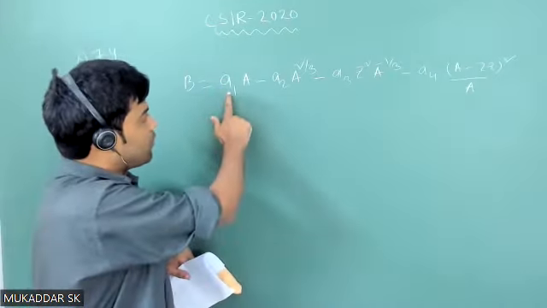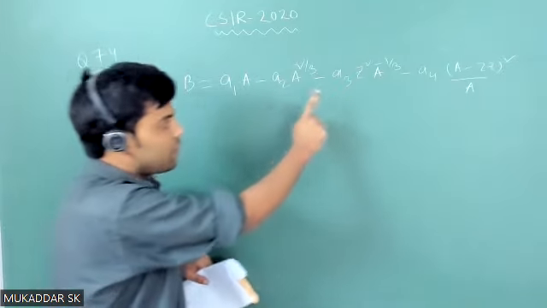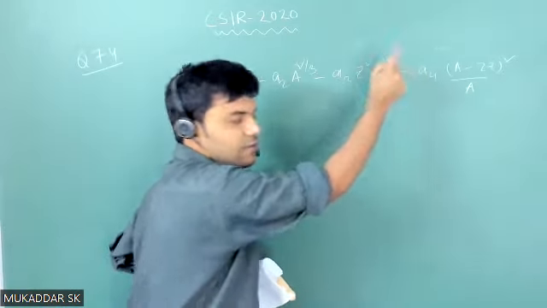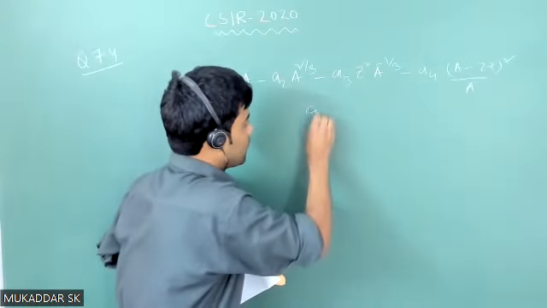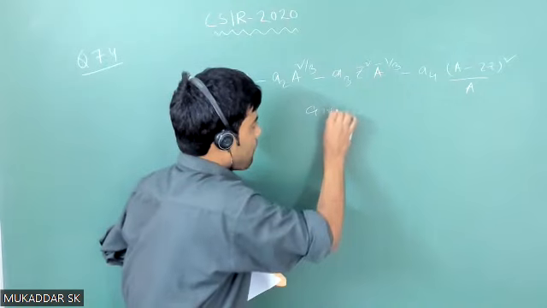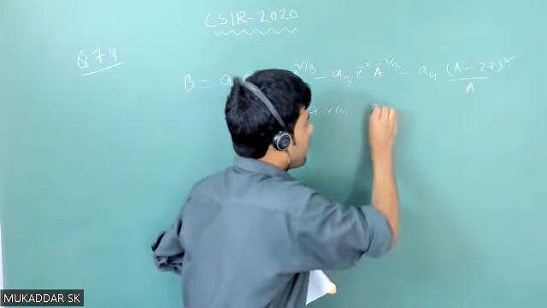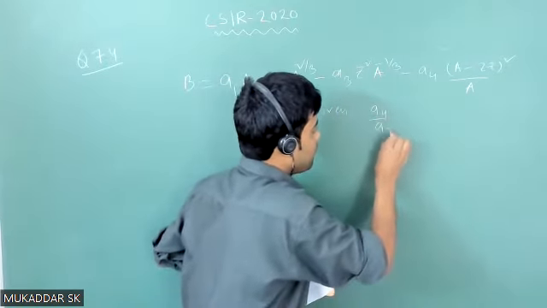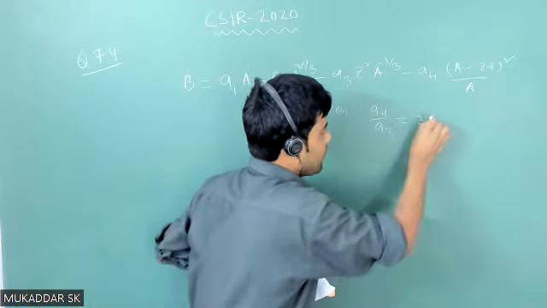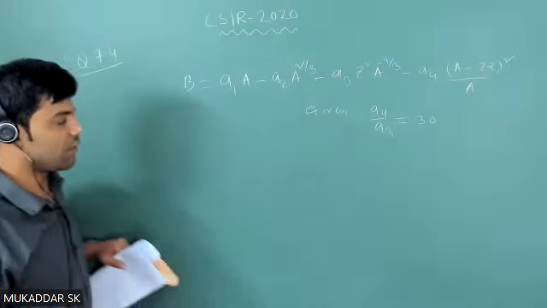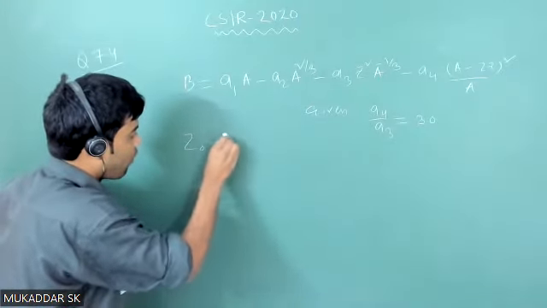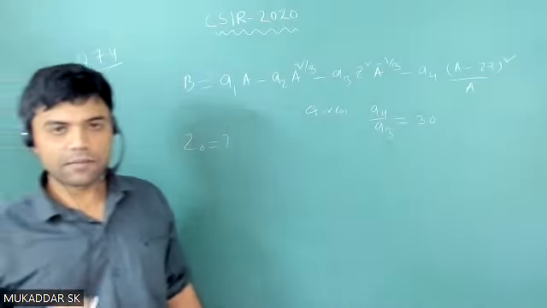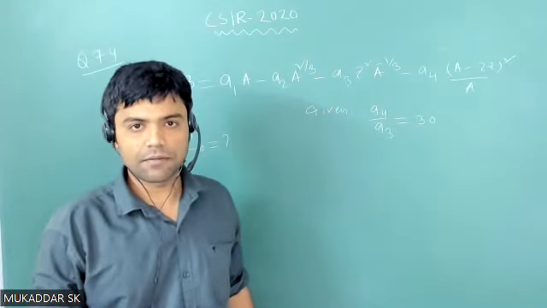This is the volume energy coefficient, this is the surface energy coefficient, this is the Coulomb energy coefficient, and this is the asymmetric energy coefficient. Also, it is given that A4 by A3, this ratio, is nothing but 30. The question asks you to calculate the atomic number of the naturally stable nucleus for a given isobar.